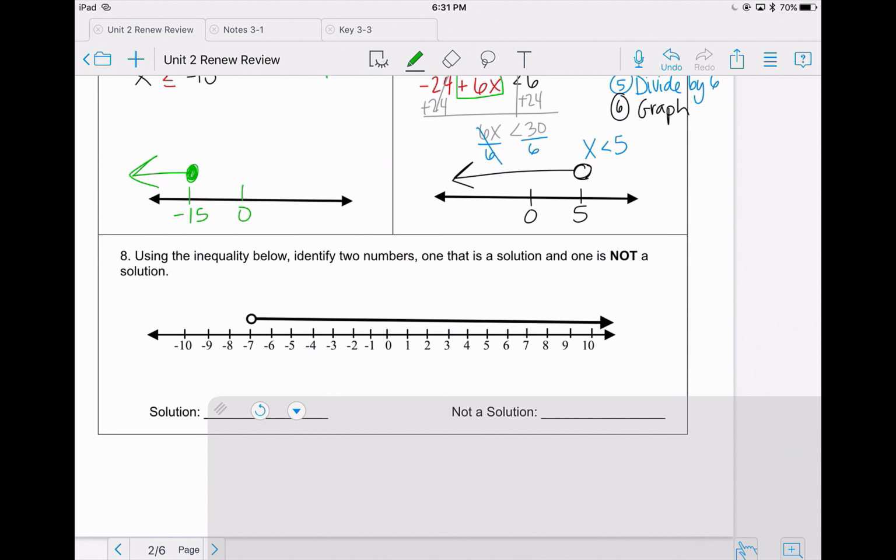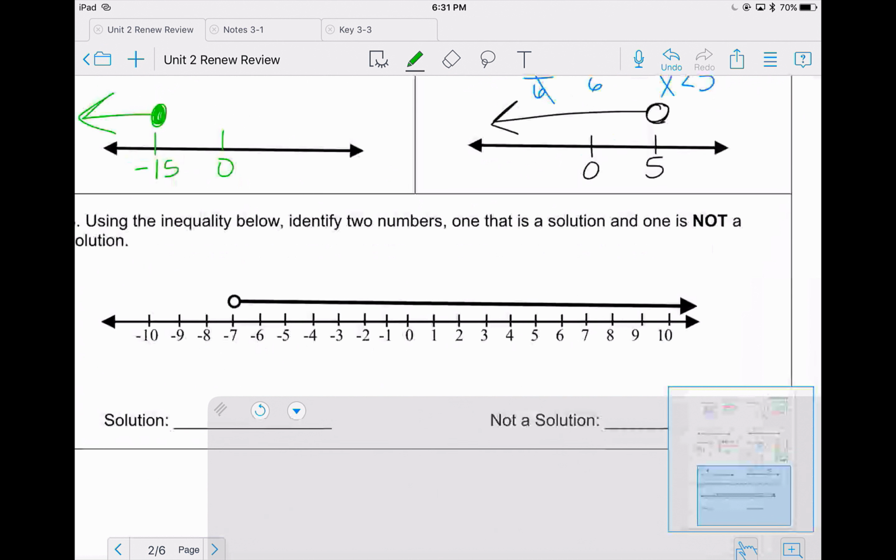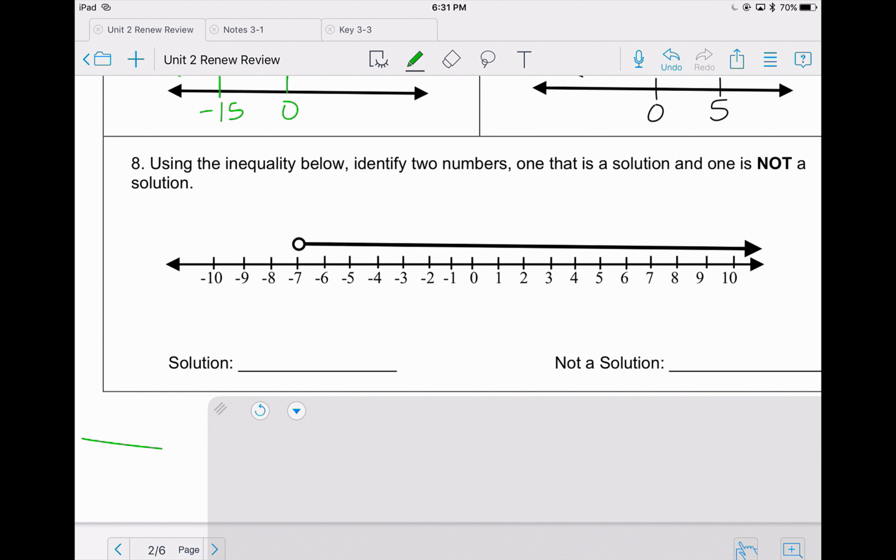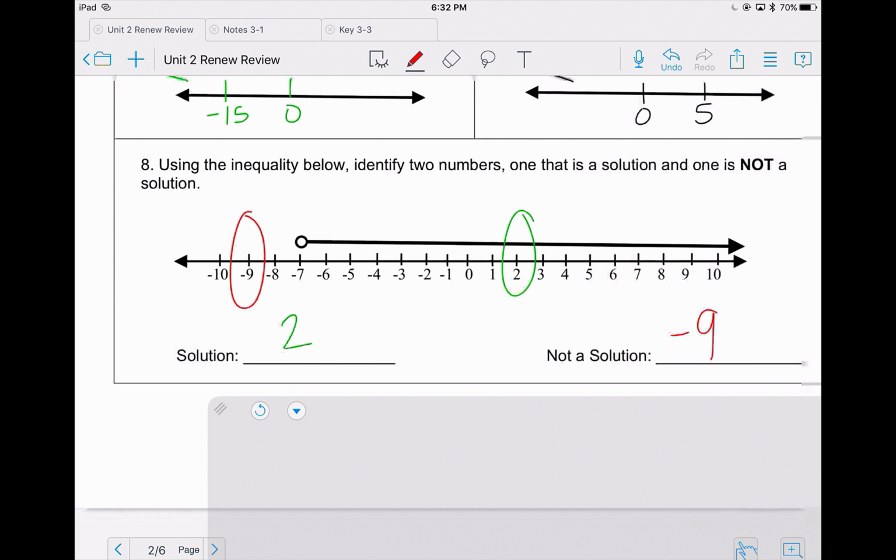Problem 8, they want you to use the inequality below and identify two numbers, one that is a solution and one that is not a solution. The easiest thing here, your solution is anything where the line is. So anything greater than -7. They're not asking you to write the inequality. They want you to pick one number that's a solution. So find something smack dab in the middle of that line. A solution could be 2, could be 4, 10, -6. Anything that line is over would be a solution. Not a solution would be anything the line is not over. In this instance, the bubble over -7 is empty, so -7 would count as not a solution.